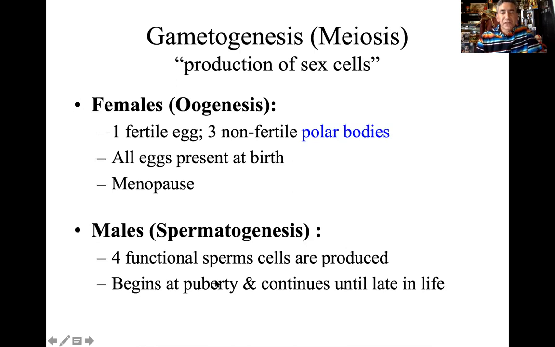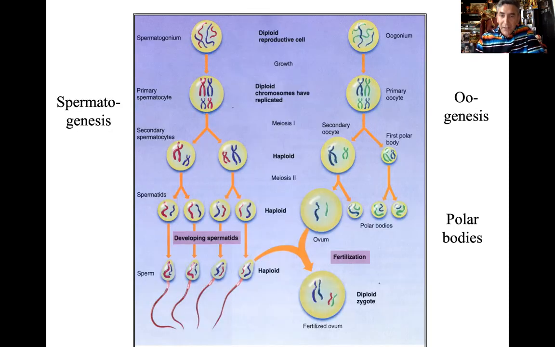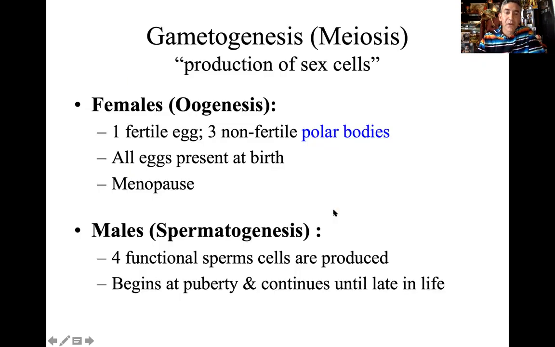Now, there's a timing difference as well, right? Ladies, you are very efficient. So ladies, before you are born, while you're developing, this process has already occurred. By the time you're born, all of your eggs are already present. So at birth, all of the eggs that you're going to have for potential ovulation are already present there, right? And again, we did 1 fertile egg and 3 non-fertile polar bodies per meiotic event.